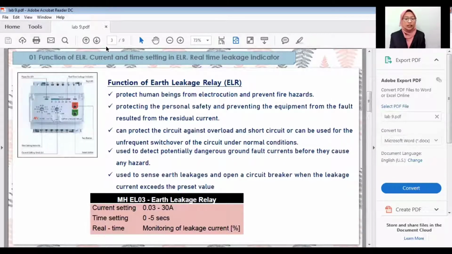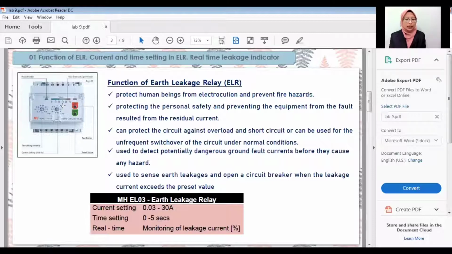So first question begin with, what is the function of earth leakage relay? So according to the figure 5 in lab sheet, there was an earth leakage relay ELR with model MHEL03 that used in our laboratory here. Okay, so this ELR, earth leakage relay, or also known as ground fault relays, are residual current monitors, RCMs, that are used to detect potential dangerous ground fault currents before they cause any hazards.